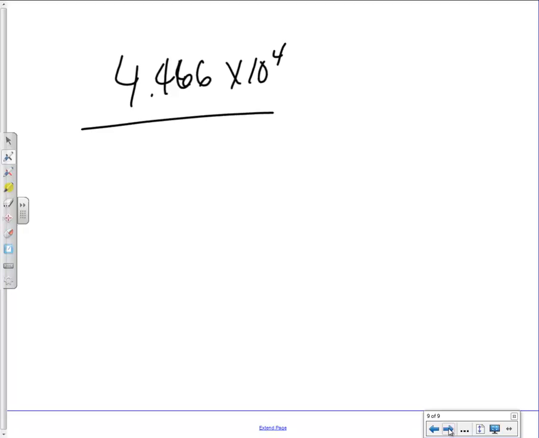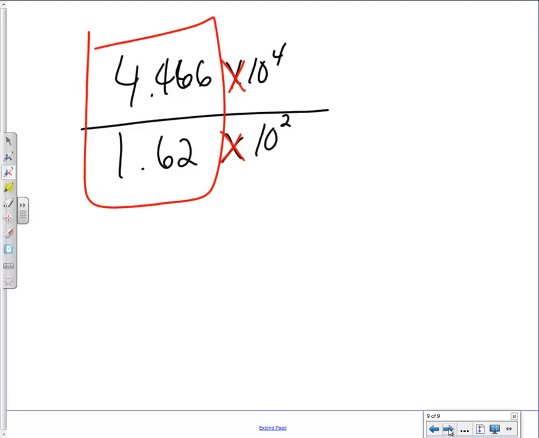Okay, let's move on and try a division one. And let's look at that. 4.466 times 10 to the 4th power divided by 1.62 times 10 squared. Okay, I don't want you to think that these are x's. They're actually multiplies, so I'm going to write them in red so you don't confuse them. Division. We are actually dividing. So here's my first problem. I read from top to bottom. I push divide in my calculator and then type in the bottom number and then push equals.